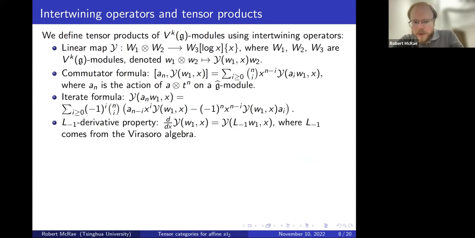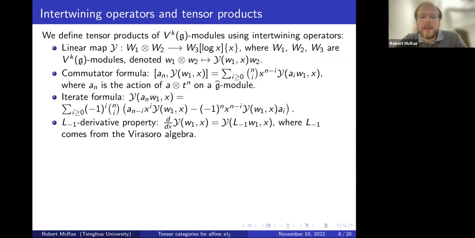So maybe before saying more about this, I will just recall exactly how we define tensor products of VKG modules, since they're not defined using the tensor product. They're not structures on the tensor product module because that doesn't preserve levels. Tensor product vector space, I should say.